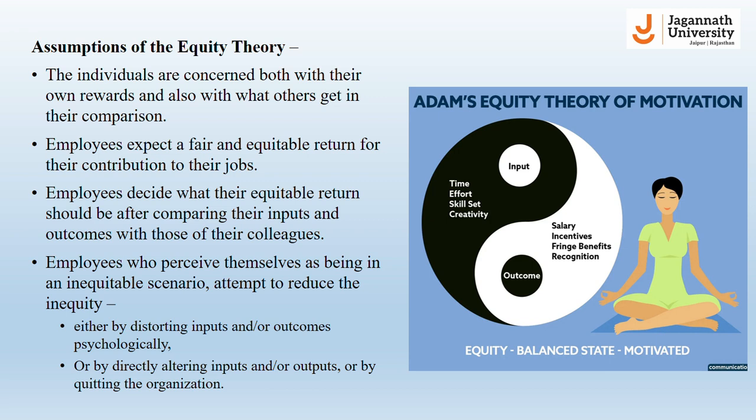And how it is done? Either by distorting inputs and/or outcomes psychologically, or by directly altering inputs or outputs by quitting the organization. So those are four assumptions on which the equity theory works. And here you can see in the picture that inputs may be time, effort, skill set, creativity, and the outcomes may be salary, incentive, fringe benefits, recognition. And equity is equal to equity, and a balanced state is something which keeps an employee motivated.